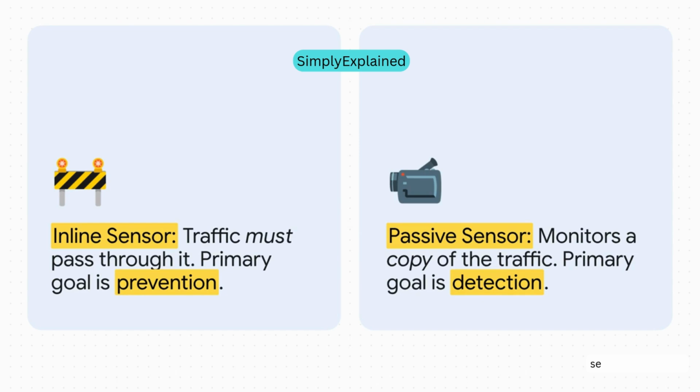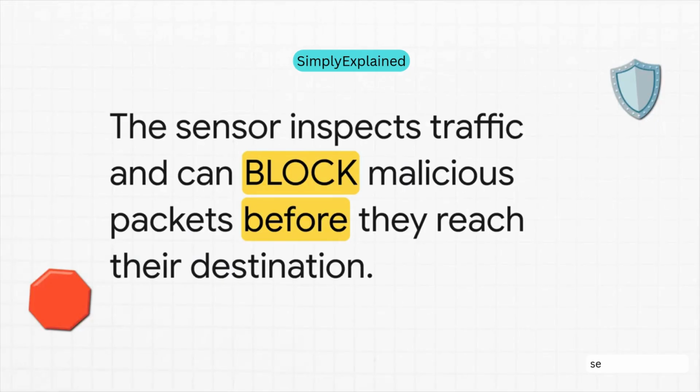But on the right, you have the passive sensor. This is more like a security camera watching the highway from an overpass. It sees a copy of all the traffic, but the real traffic just flows by totally uninterrupted. So its main goal is detection. This distinction is absolutely crucial. And this right here is the power of being inline. Because all the traffic has to pass through the sensor, if it sees a malicious packet, it can just drop it right on the spot. Gone.